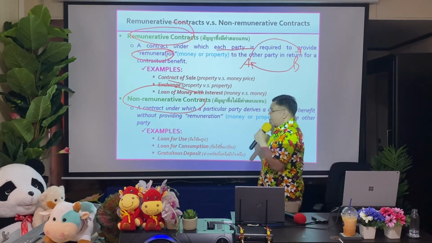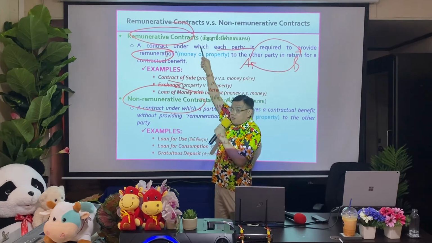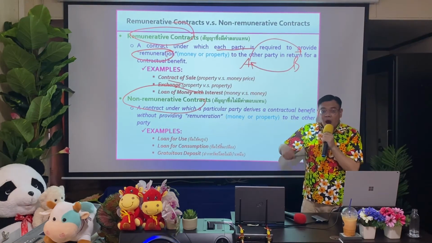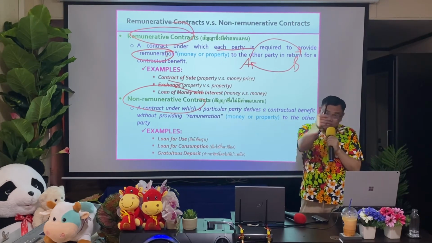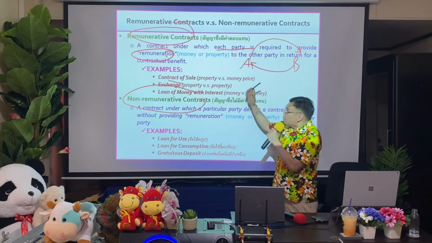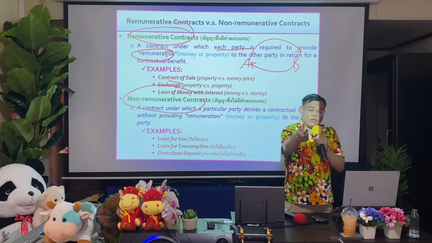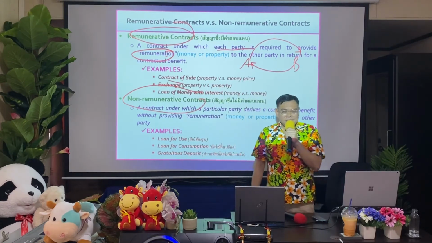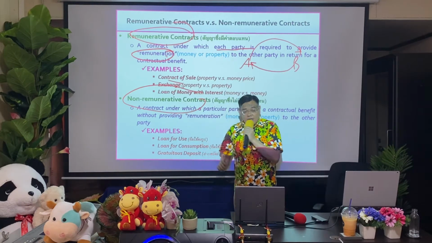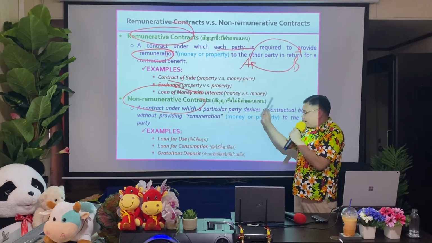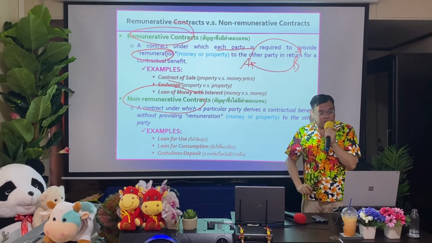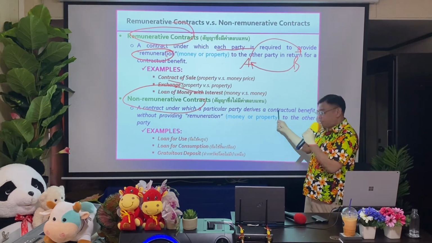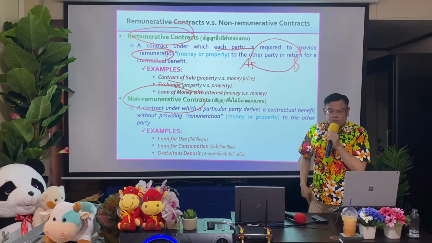In this case, an exchange is also a remunerative contract simply because two parties provide remuneration for each other. I provide remuneration to you by letting you have my computer, and you provide remuneration to me by letting me have your motorcycle. But if we look at a non-remunerative contract, it is a contract whereby one party derives just a contractual benefit without having to give any remuneration to the other party. One party just derives some benefit without having to give any remuneration to the other party.